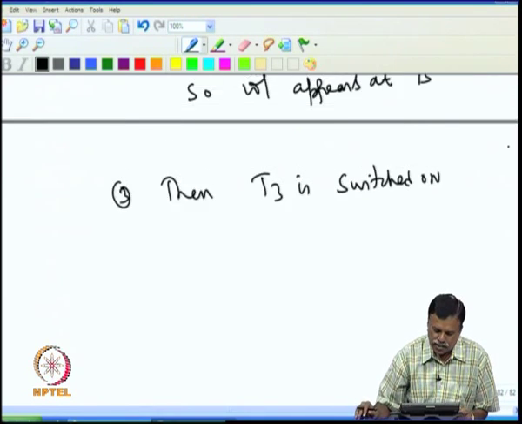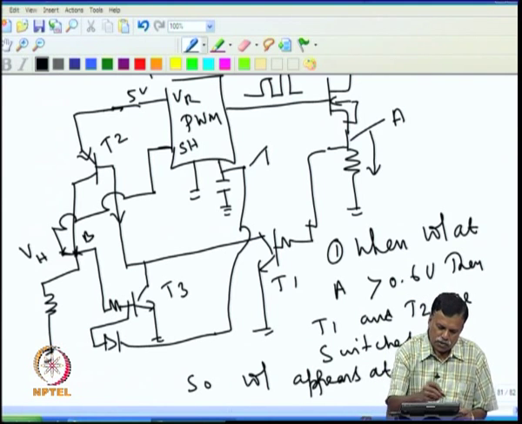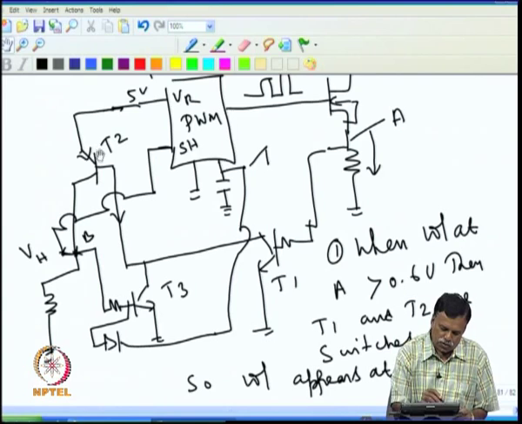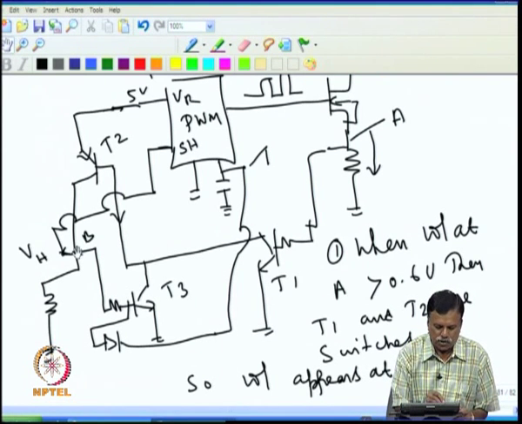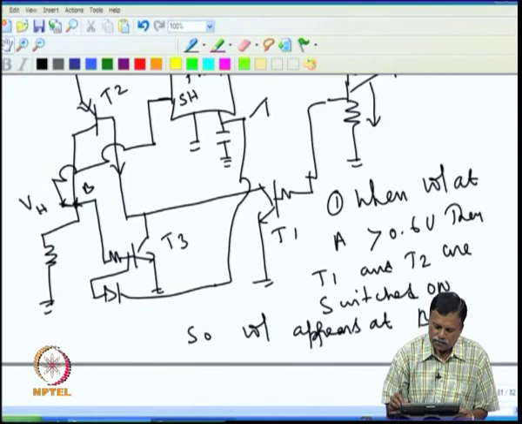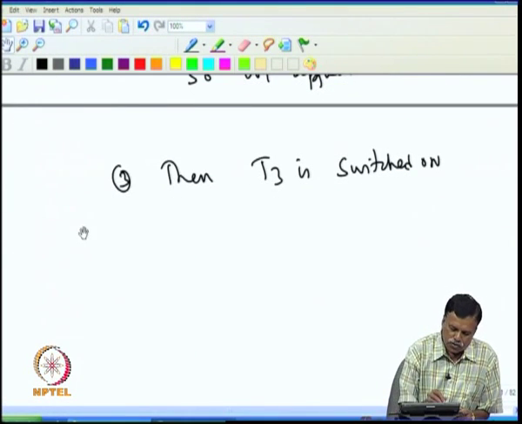So, effectively when the voltage at A goes more than 0.6, T1, T2, T3 all are switched on, and then at B you will get a voltage. So, once the voltage at B appears, then the PWM IC is switched off because we have connected B to the shutdown terminal.